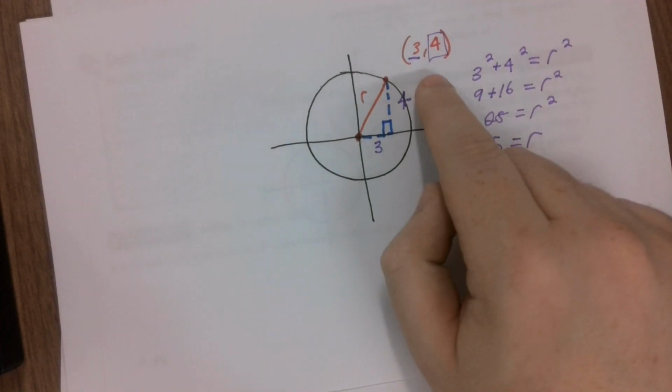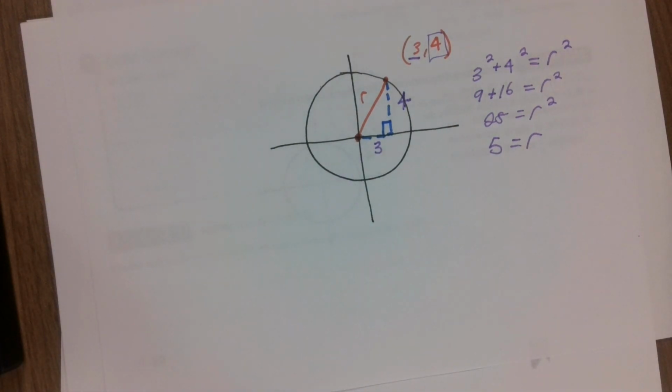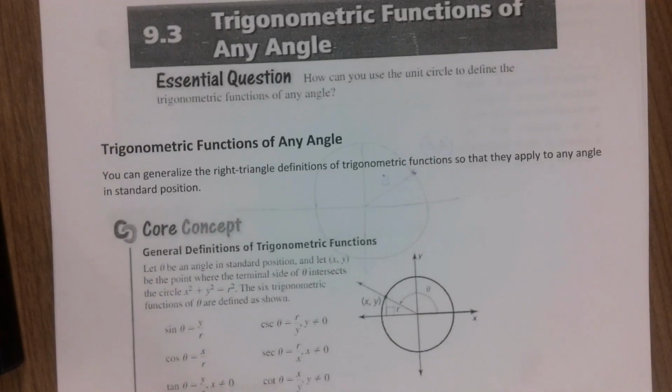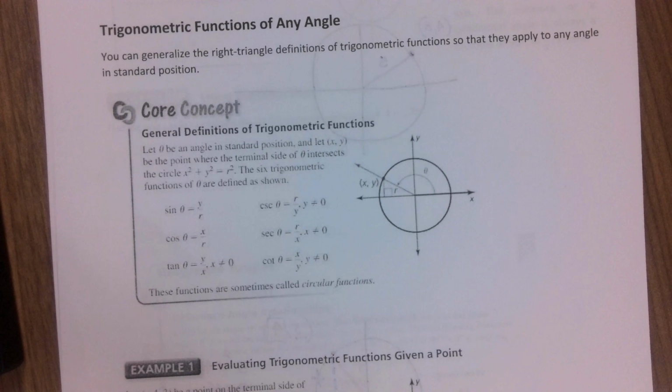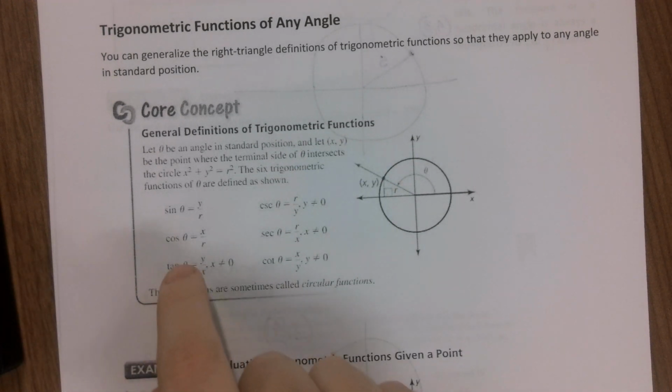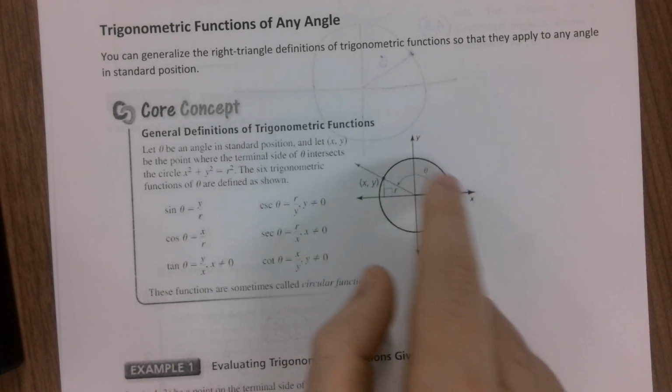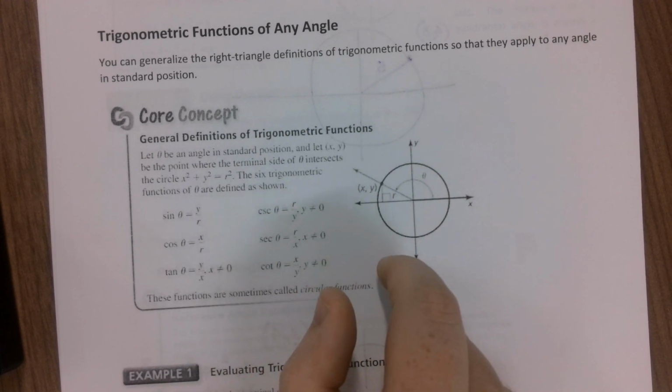The idea of having a point and a radius is very, very powerful. Even more powerful if we know an angle. So let's take a look at this page right here. You can generalize the right triangle definitions of trigonometric functions so they apply to any angle. This is referring to the fact that all the way back in 9.1, we had a table that helped us learn about what happens at 30 degrees, 45 degrees, and 60 degrees. But the general definition is this. Let (x, y) be a point where the terminal side of this angle intersects the circle with radius r.